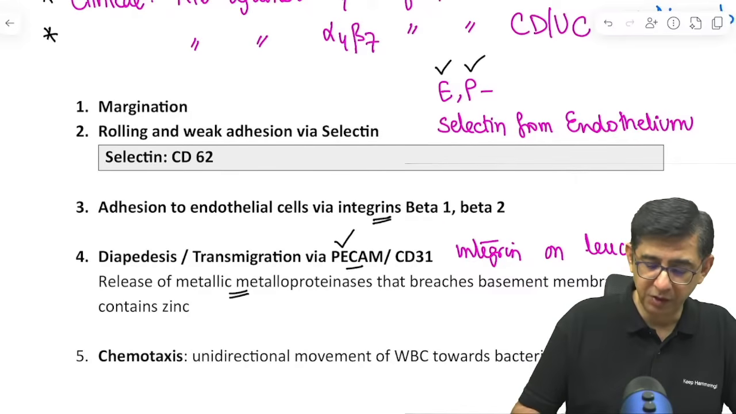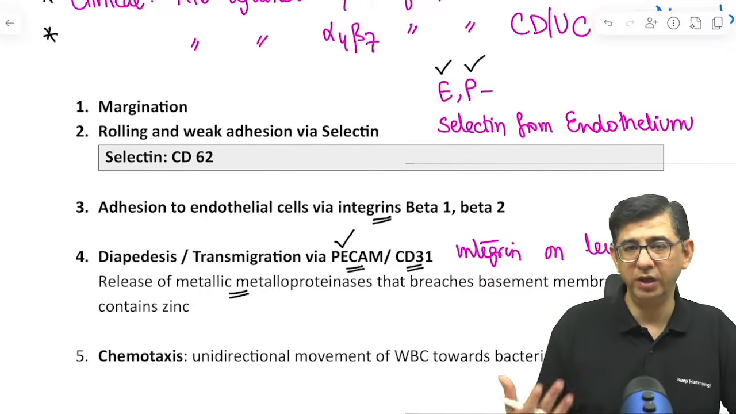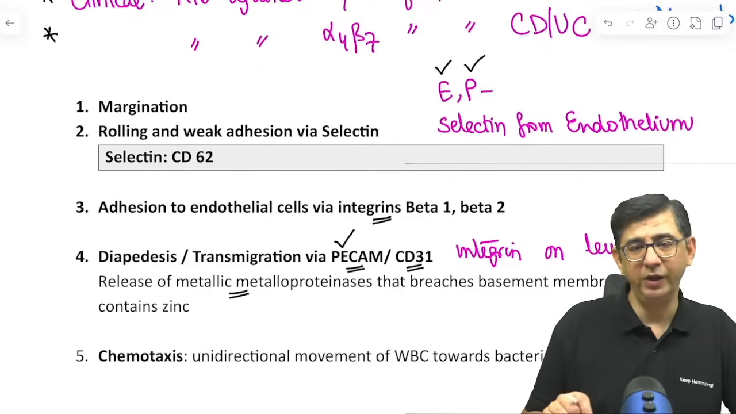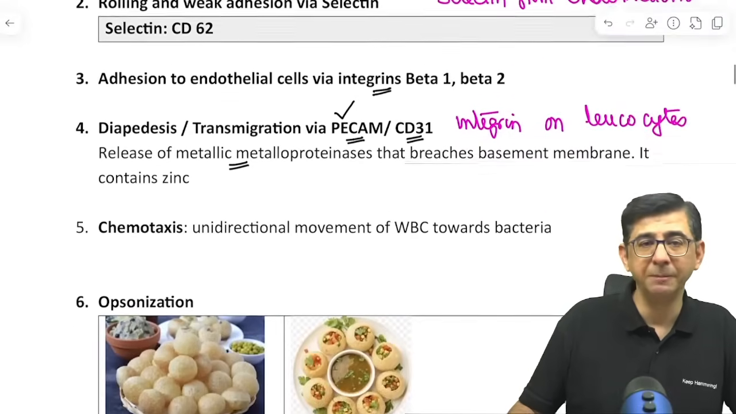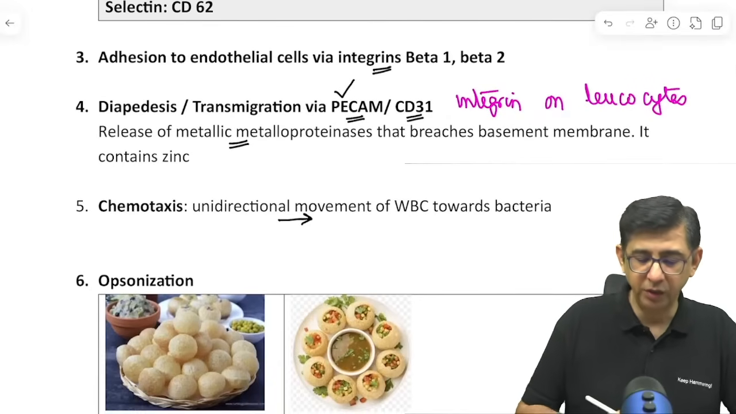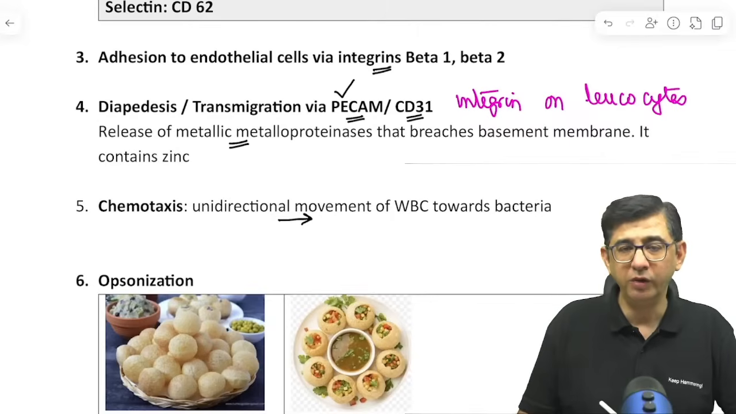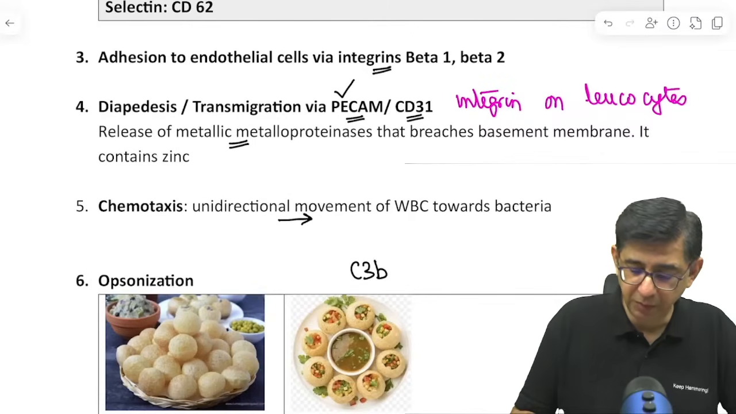This was an FMG exam question: the requirement for diapedesis is PECAM, CD31, and what it does is release metalloproteases in the diapedesis process, which will breach the basement membrane so that the cell can reach the bad guys, that is the bacteria. The movement which is unidirectional is what is called chemotaxis, and now there will be a process called opsonization. This opsonization will be done by C3b.